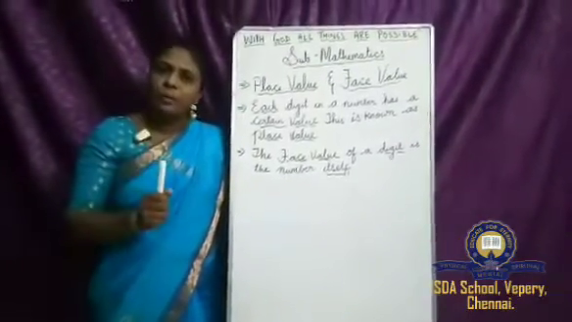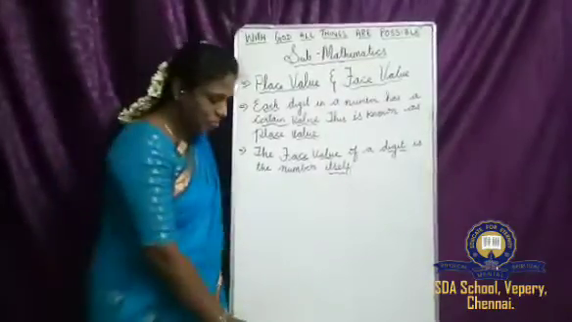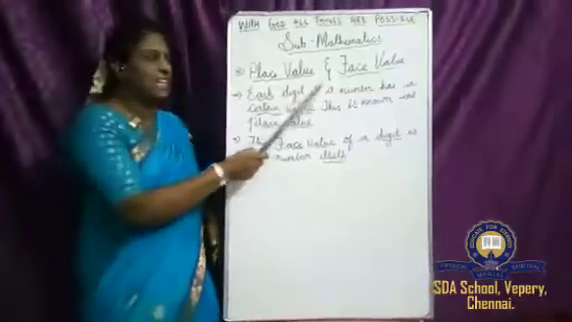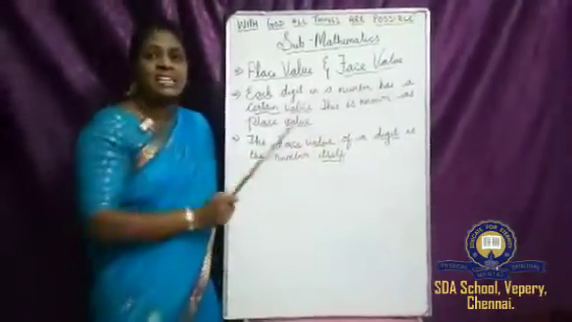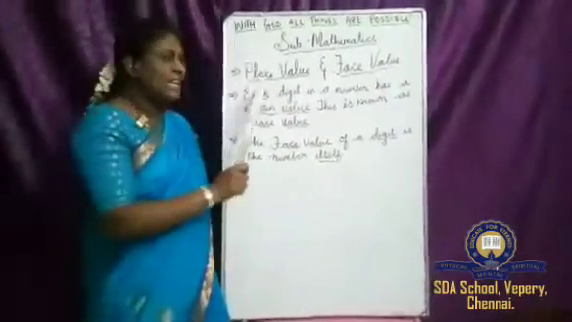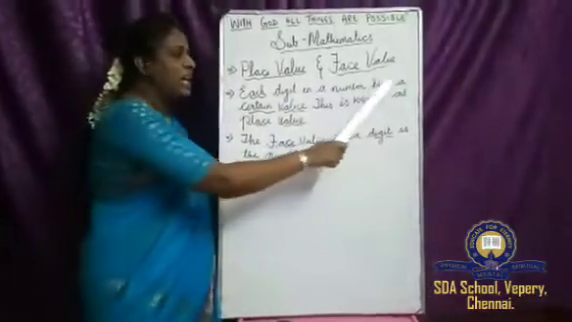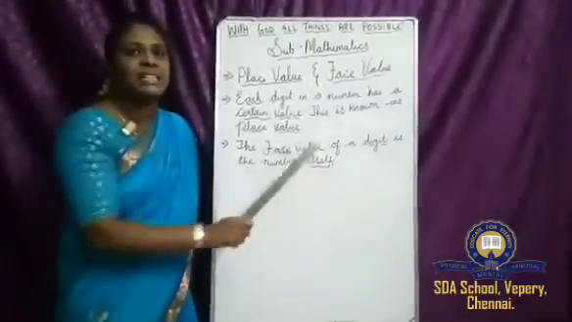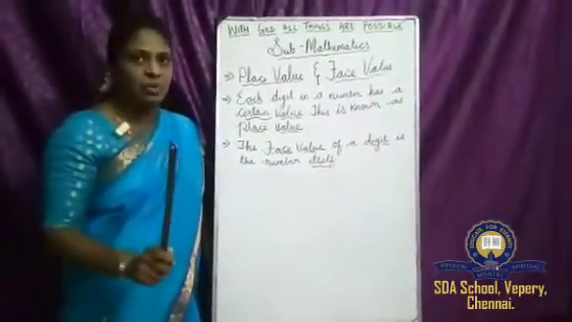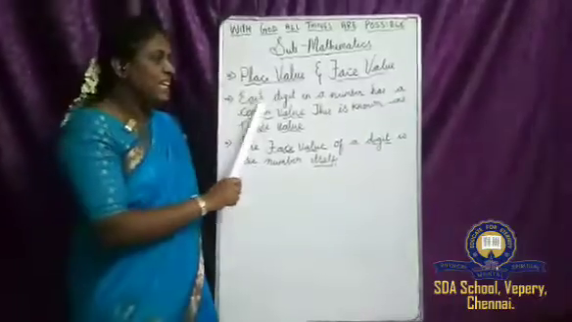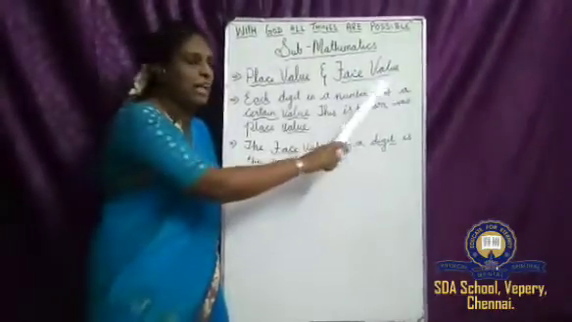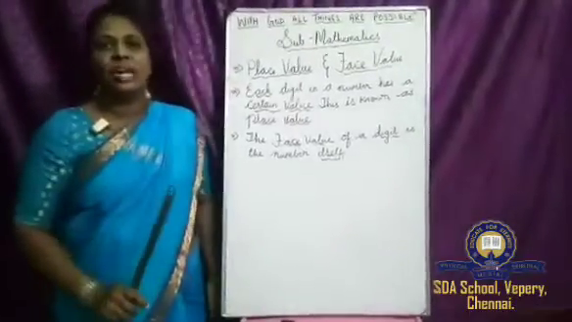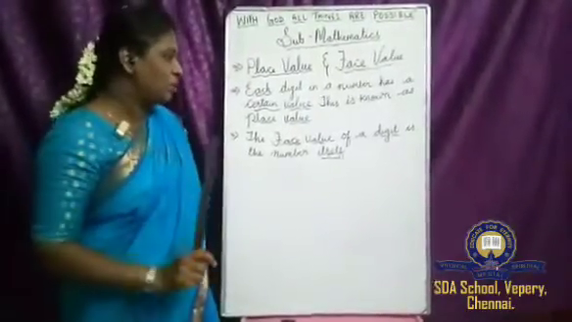So what do you mean by place value? Each digit in a number has a certain value. This is known as place value. Shall I repeat? Each digit in a number has a certain value. This is known as a place value.